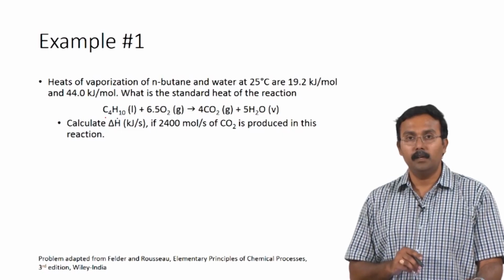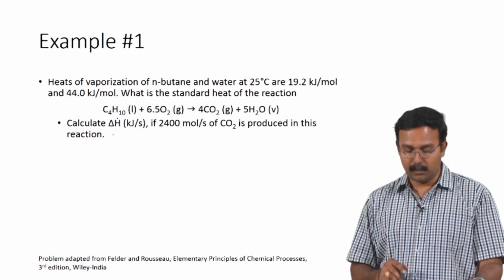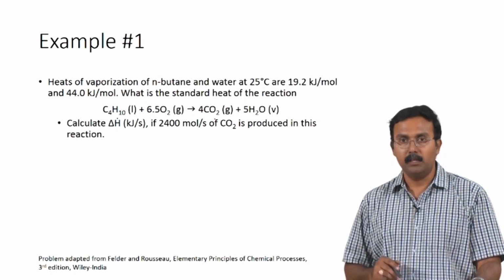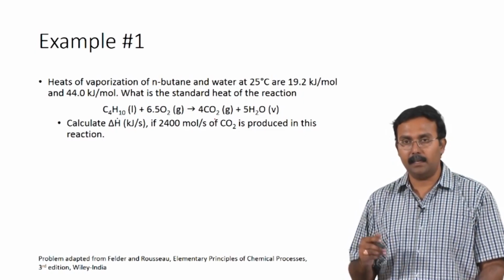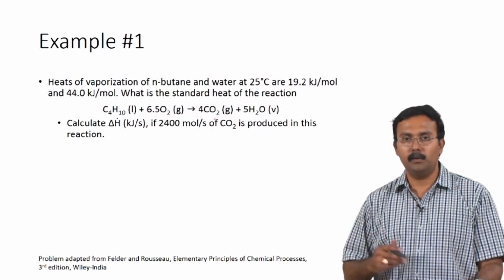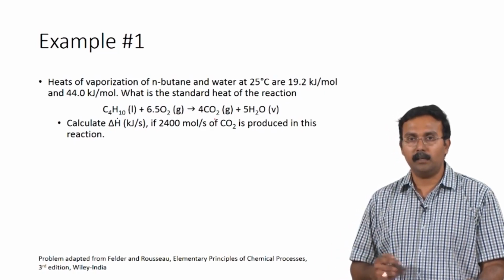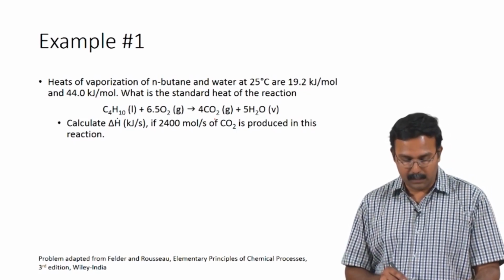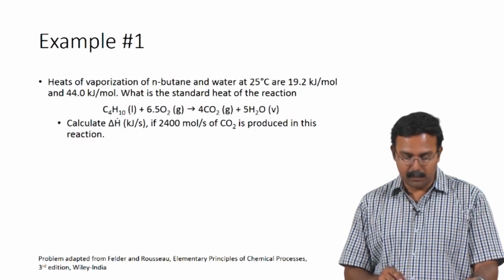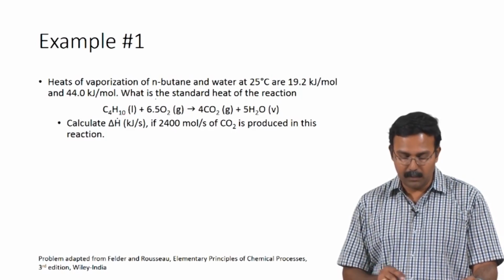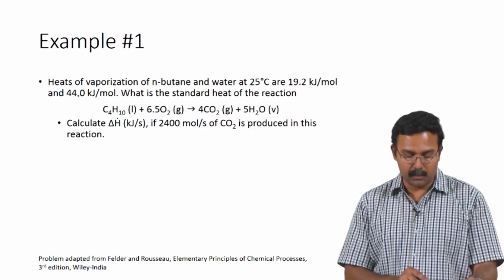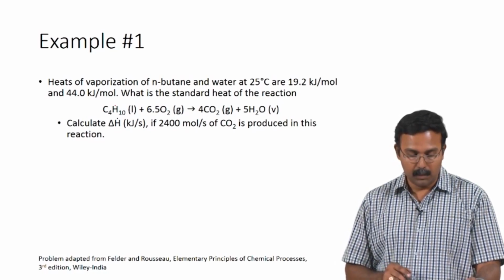So, you have butane liquid reacting with oxygen gas forming carbon dioxide gas and water vapor. Initially we had butane gas and water liquid, so here we have flipped it. Now we need to calculate the standard heat of reaction for this reaction. We need to know the heat of vaporization for butane and water, which is given. The heat of vaporization for butane is 19.2 kilojoules per mole, and for water it is 44 kilojoules per mole.